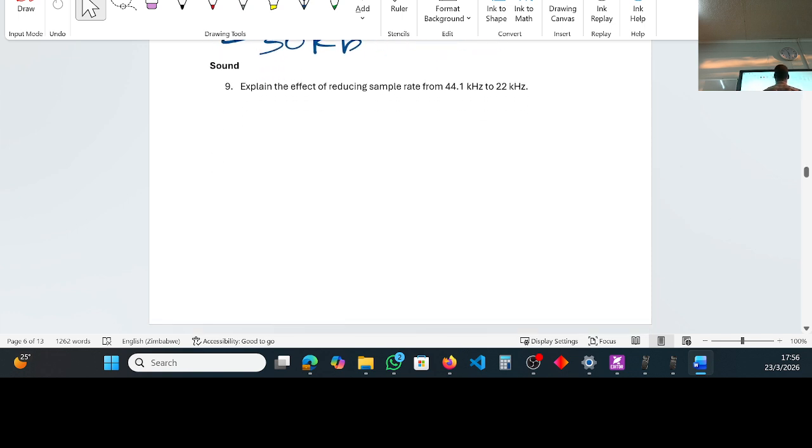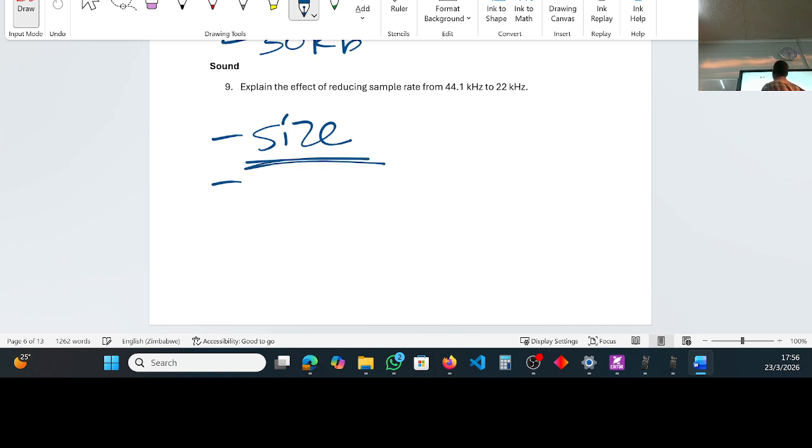Right. Moving on, explain the effect of reducing sample rate. Because we are reducing, size is reduced. That's one. It's more to do with compression. So basically size is what we can classically mention.